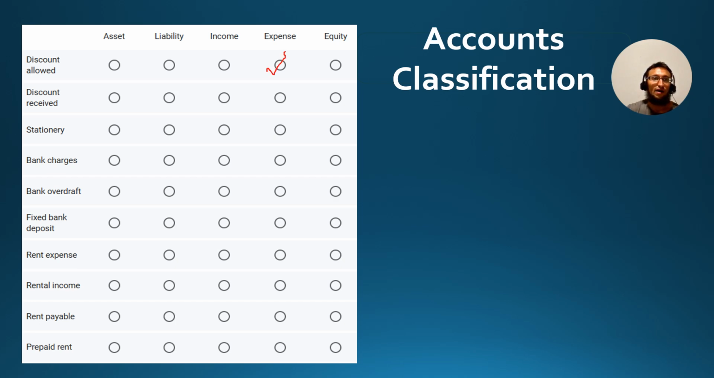On the other side of the equation, we have discount received, which is basically a discount that the business gets from the credit supplier for paying early. Since this is a form of earning of a business, we would classify it as an income. As mentioned in the previous video, stationery, based on the materiality theory, is recorded as an expense. So it's a cost to a business.